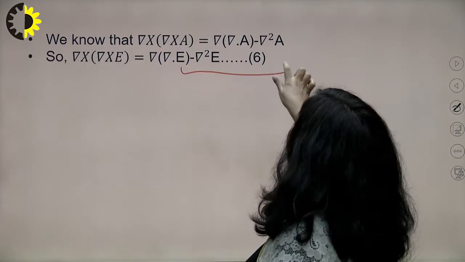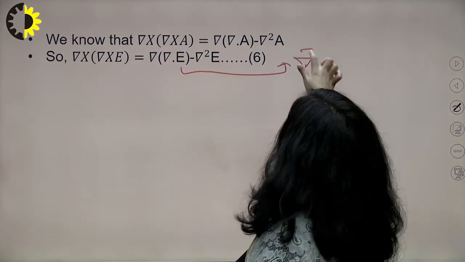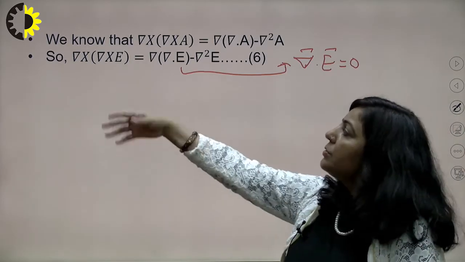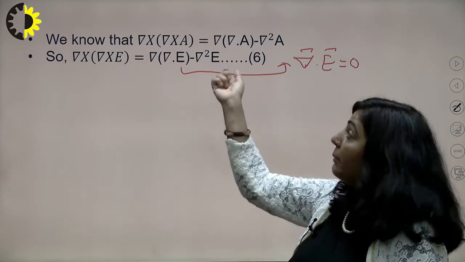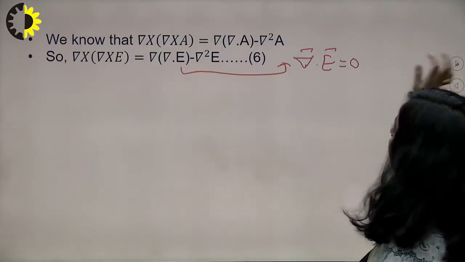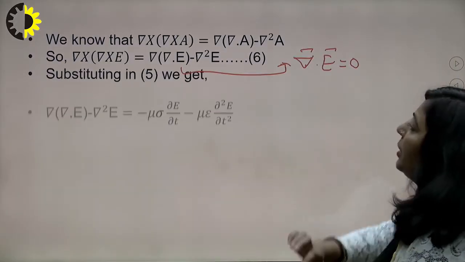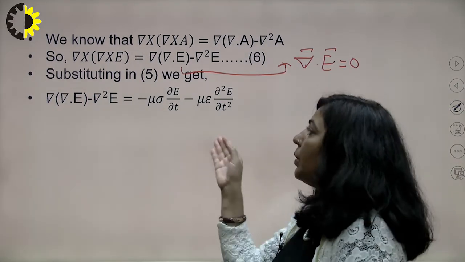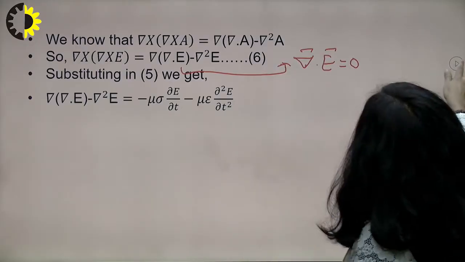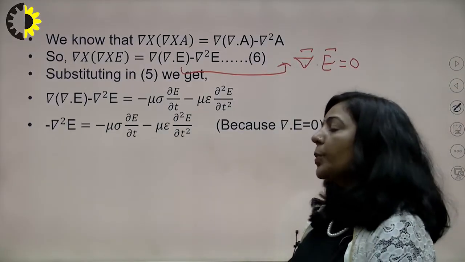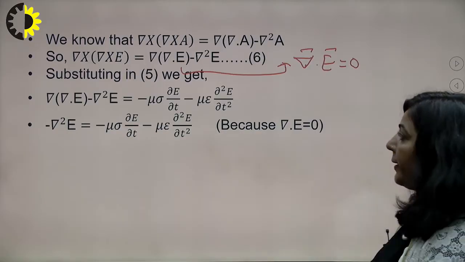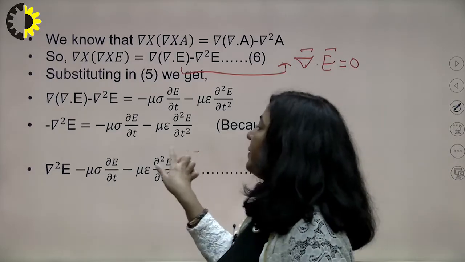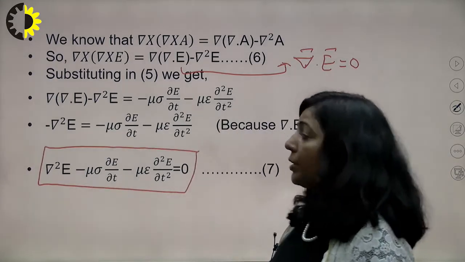And you know, even in conducting medium, this first equation, which is your divergence of E, is equal to 0. It means your first term will be 0. So that curl of curl of E will be replaced by minus del square E. After substitution, you are getting gradient of divergence of E minus del square E is equal to this. Now this will be 0. So if it is 0, then you will get minus del square E equals to this, right? After this, just simplify it and rearrange the terms. So you are getting this second order partial differential equation, right?